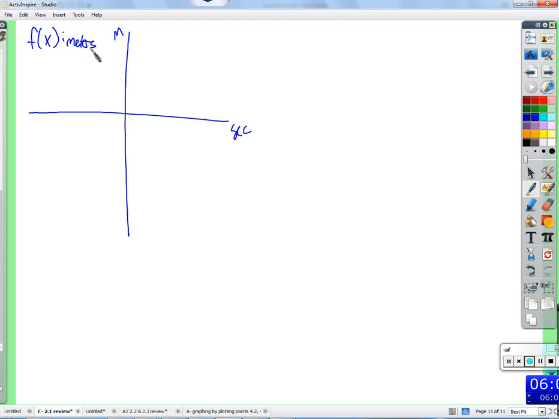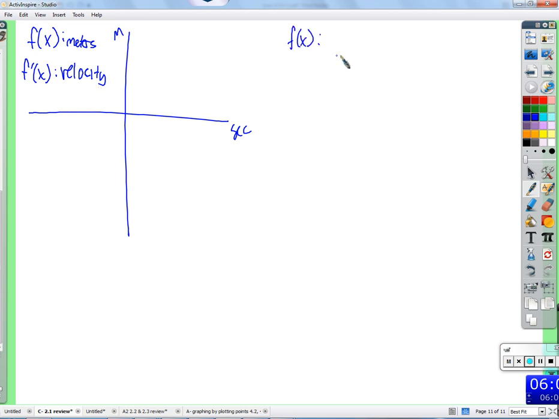It measures meters, given a certain number of seconds. In seconds it tells you how many meters you are, where you are. Distance. Position. What does f prime measure? Change in meters versus change in seconds, and we give that the special name, velocity. Velocity, right.